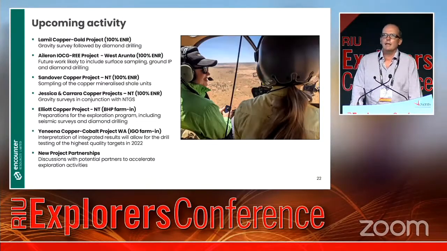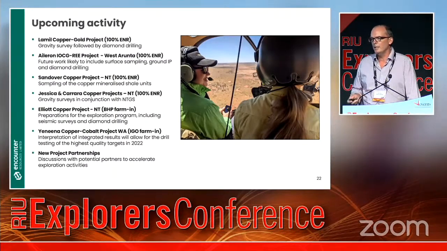So things that are coming up. The first on-ground activity this year is going to be at Lamel in the Patterson Province, where we've got a gravity survey followed by diamond drilling. We're keen to do more surface sampling now that we've proven that these techniques can work at Aileron. Sandover and Jessica, we've just talked about. At Jessica and Carrara, we've got a gravity survey in conjunction with the Northern Territory Geological Survey that's going to finish off in the first part of this year.